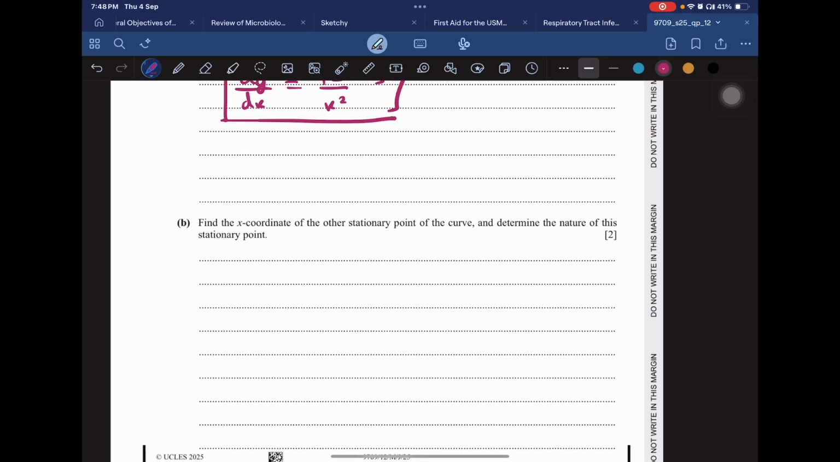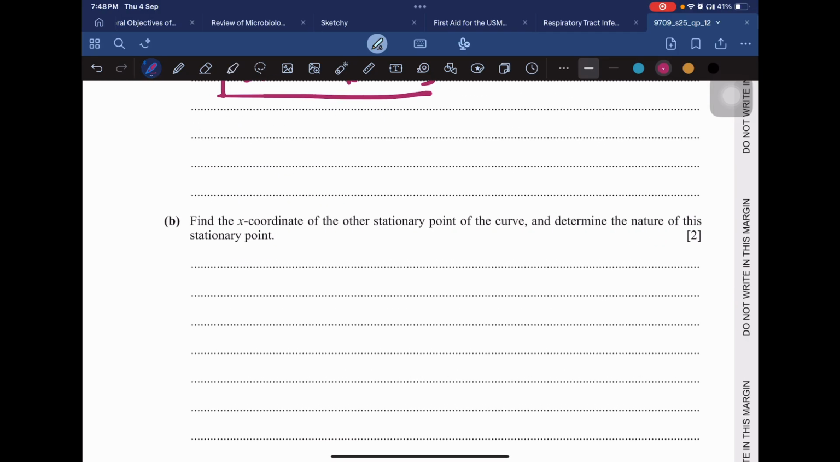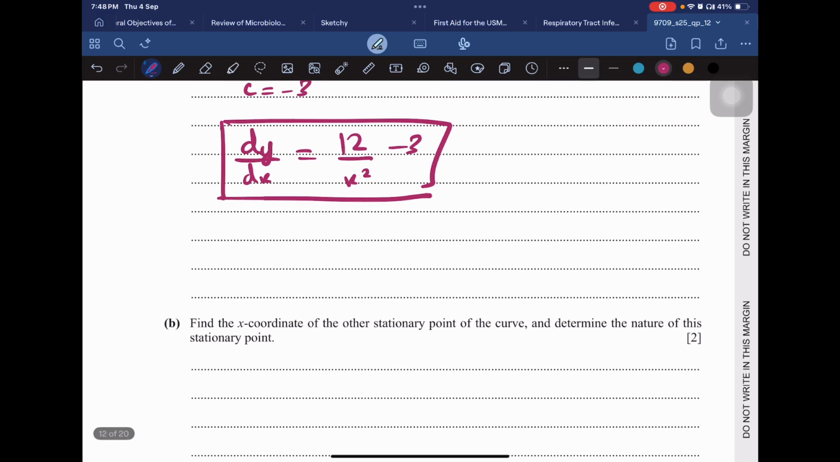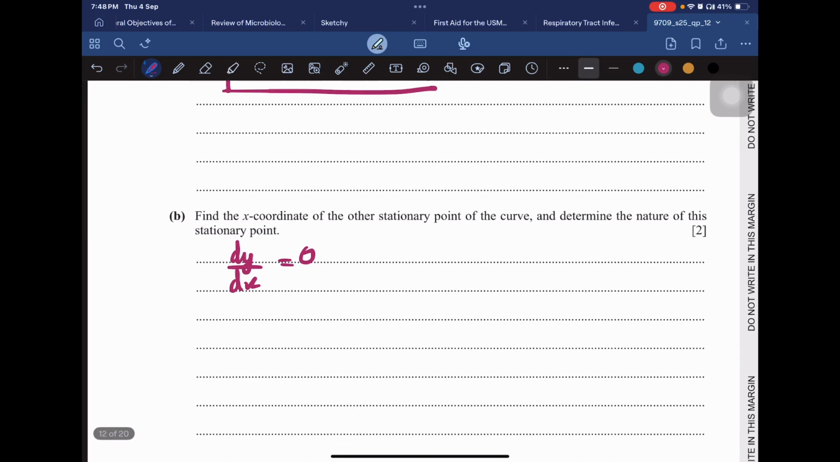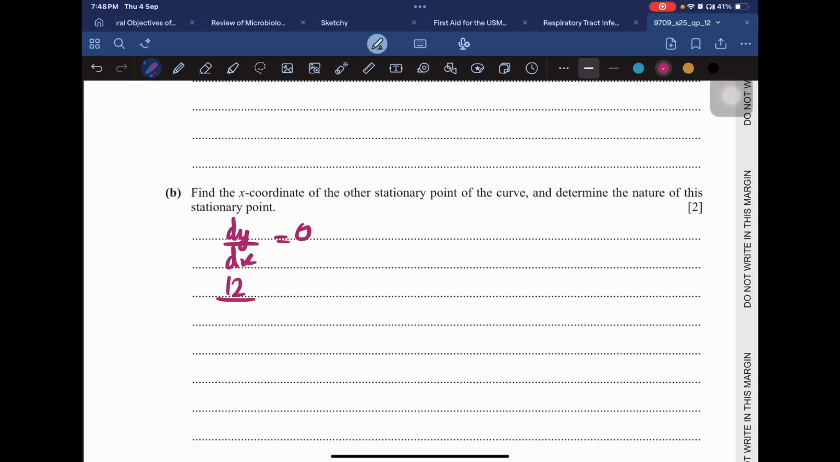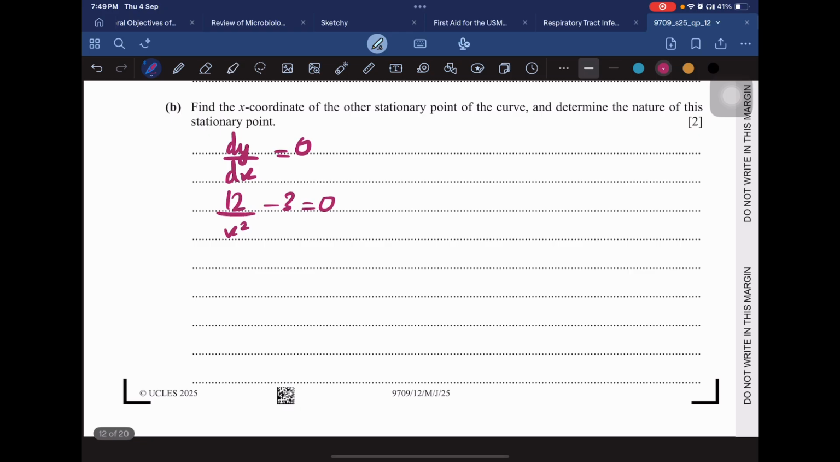Now the next part is: find the x coordinate of the other stationary point of the curve and determine the nature of this stationary point. So how do we find the stationary points? We equate dy over dx with 0. So 12 upon x squared minus 3 equals 0.